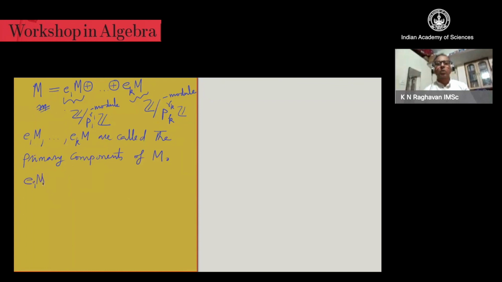E1M is, if you want to be more precise, the P1 primary component of M. And this decomposition here, you can call that the primary decomposition theorem. So this just follows from the Chinese remainder theorem.